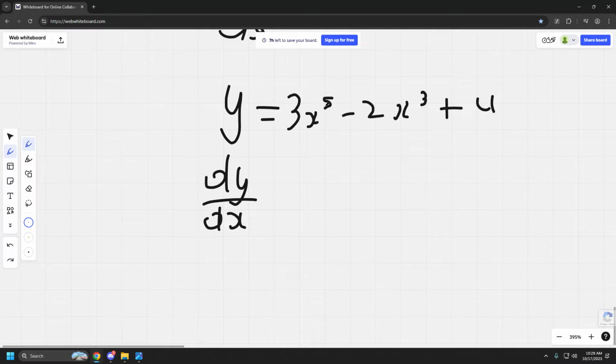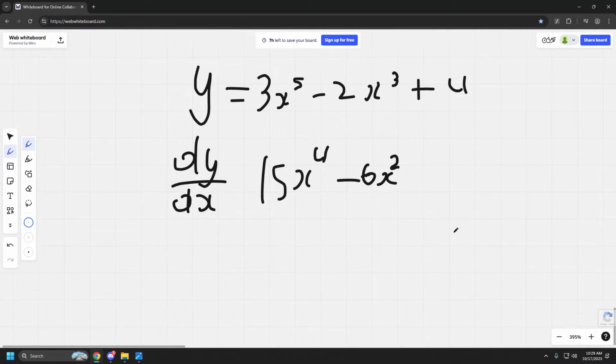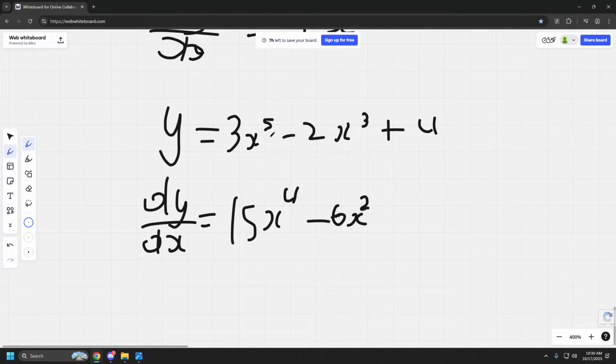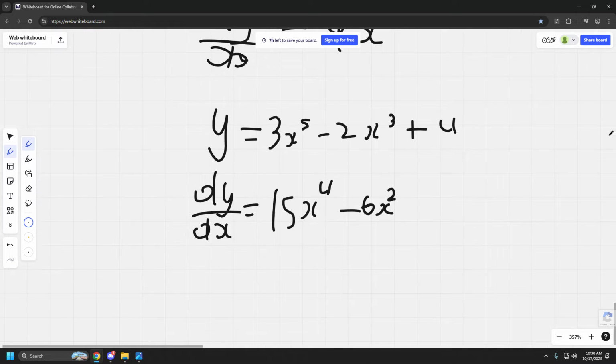5 times 3, that is 15. The power 5 minus 1 is 4. So 15x to the power of 4. And 3 times minus 2, that is minus 6. And the power 3 minus 1, my bad, that is x to the power of 2. So it will be 15x to the power of 4 minus 6x squared. Pretty simple. Just multiply by the power and reduce it by 1.